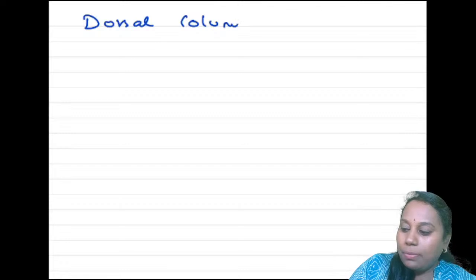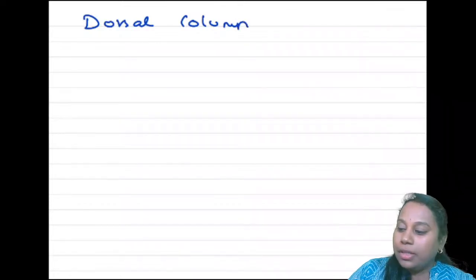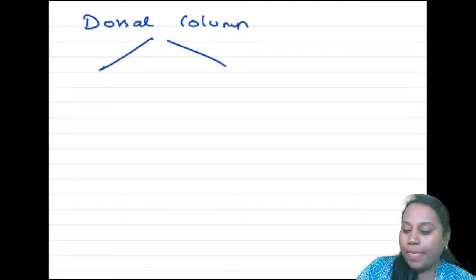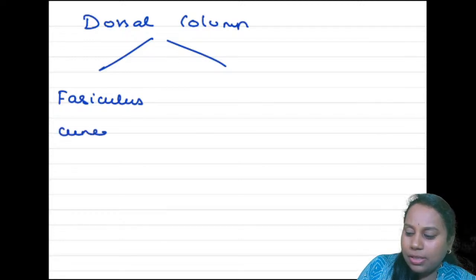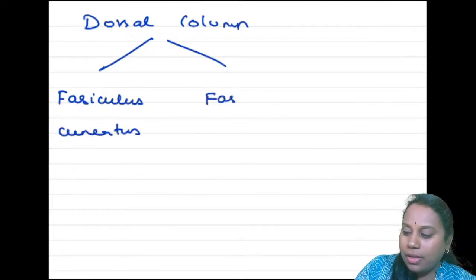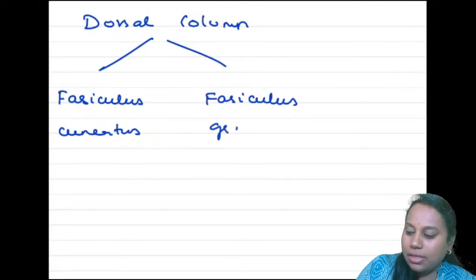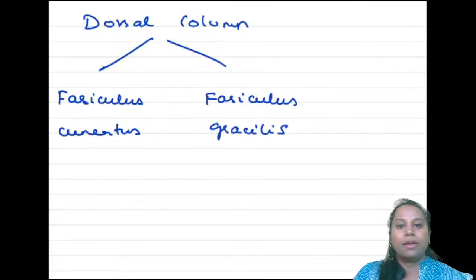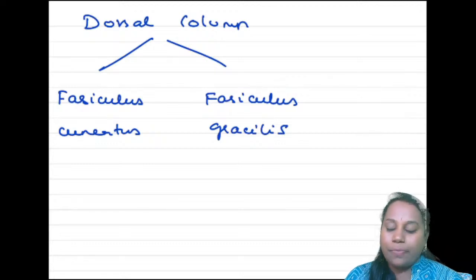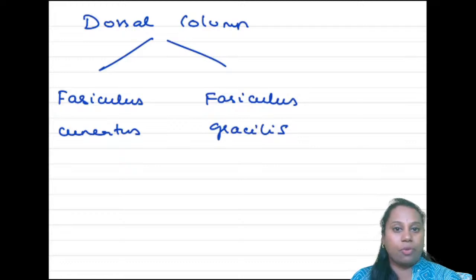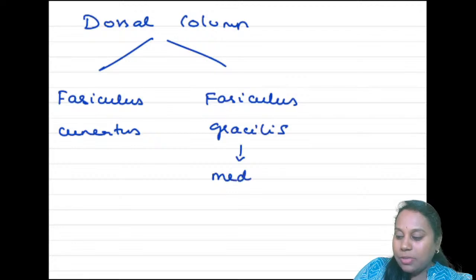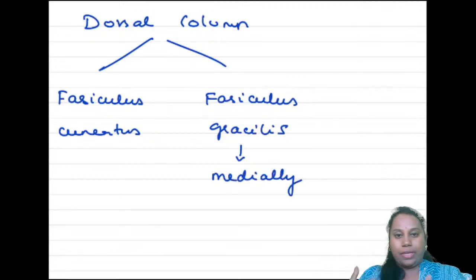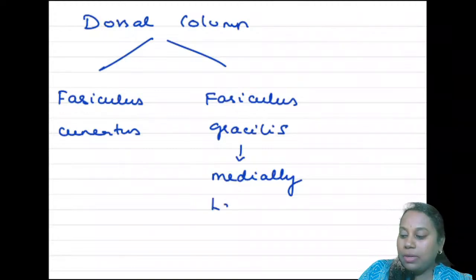There are two types of dorsal column fibers: fasciculus cuneatus and fasciculus gracilis. These are the two tracts which form the dorsal column. Fasciculus gracilis runs medially in the spinal cord. Medially means towards the center. It runs medially and is responsible for carrying sensations from lower limbs.